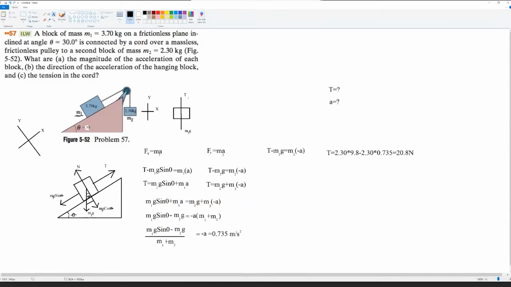So again, if we go back and look at what we did, the magnitude of the acceleration of each block we know is 0.735. Now, if we look at the directions, which is part B, the direction of the acceleration of the hanging block is this one, which is what we solved for. So you can see there's a difference of a negative sign between the two blocks for the acceleration. And then the tension in the cord we solved over here. So hopefully that makes sense.